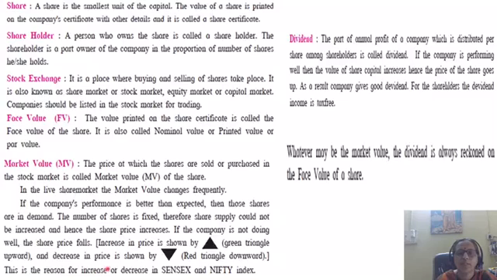This is the reason for the increase in Sensex and Nifty index. Now, dividend: the part of the annual profit of a company which is distributed per share among shareholders is called dividend. If the company is performing well, then the value of the share capital increases and hence the price of the share goes up. As a result, the company gives dividend. For the shareholders, the dividend income is tax-free. Whatever may be the market value, the dividend is always based on the face value of the share.